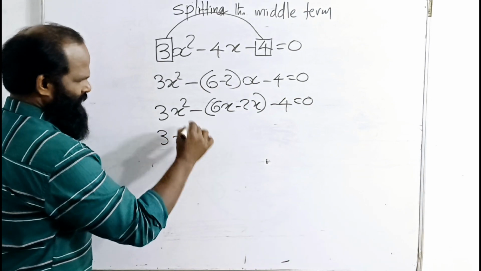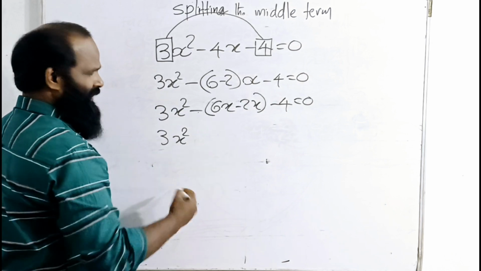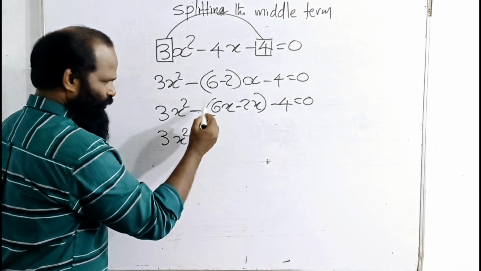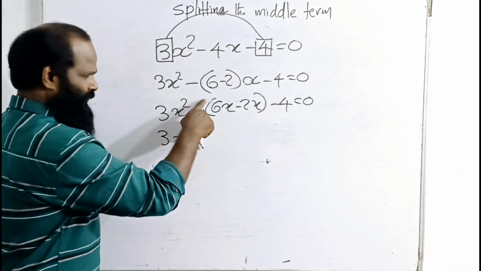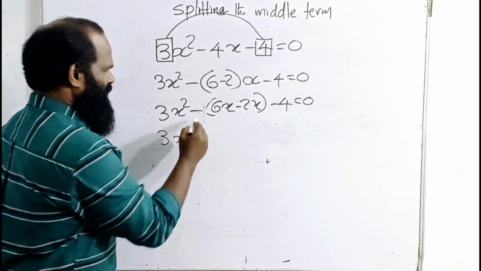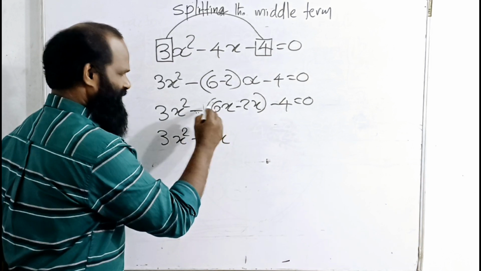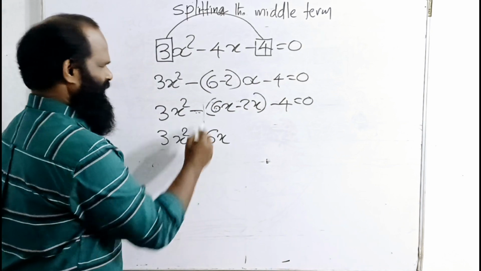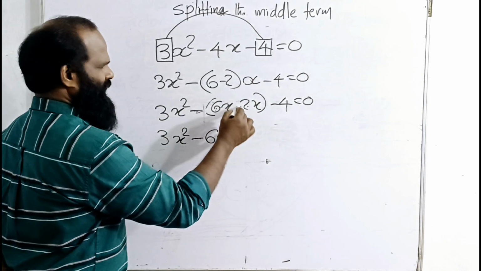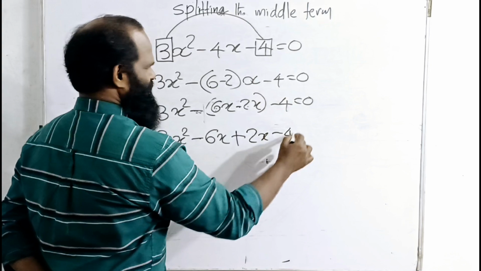3x squared. Let us now open the bracket. So minus is there. Let us multiply and open the bracket. Negative 1. I told you there isn't any number that is 1. No need of writing this way. Just keep in mind, assume there is 1. That is negative 1. Negative 1 into 6, negative 6x. This is positive, this is negative. Negative into positive is negative. 1 into 6x, 6x. Negative 1 into negative 2, negative into negative, positive. 1 into 2, 2x. Minus 4 is equal to 0.